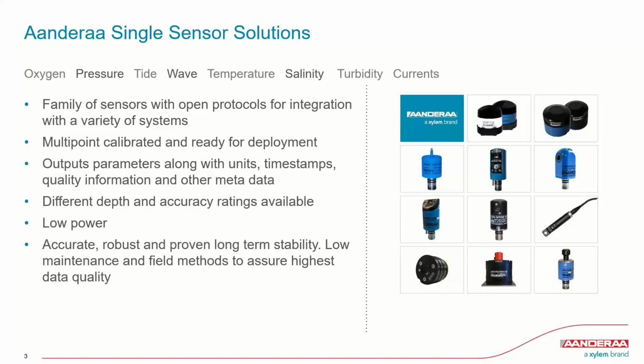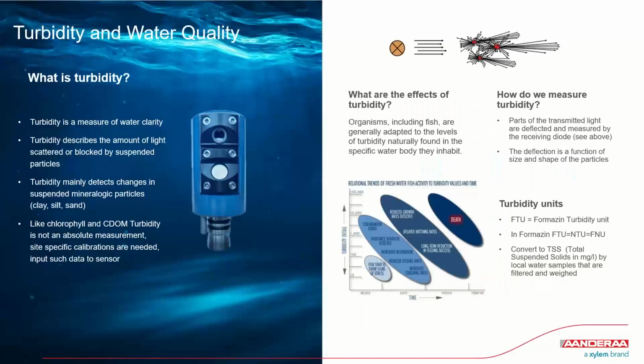So this is an overview of the sensor portfolio, and then Anders will give an intro to turbidity and water quality in general before we dive into the sensor specifics. Yes, thank you, Inger. So this is about turbidity. What is turbidity? It's just a measure of water clarity. It describes the light which is reflected against particles in the water, and you can see that in the picture upper right. You send out light in the 880 nanometer range, and then it's reflected against particles, and the reflection against particles gives you a measure of turbidity.